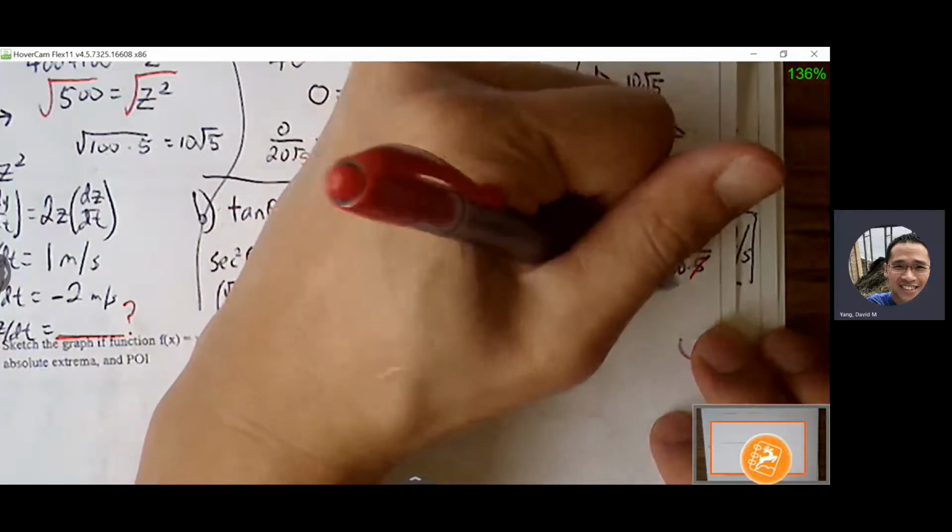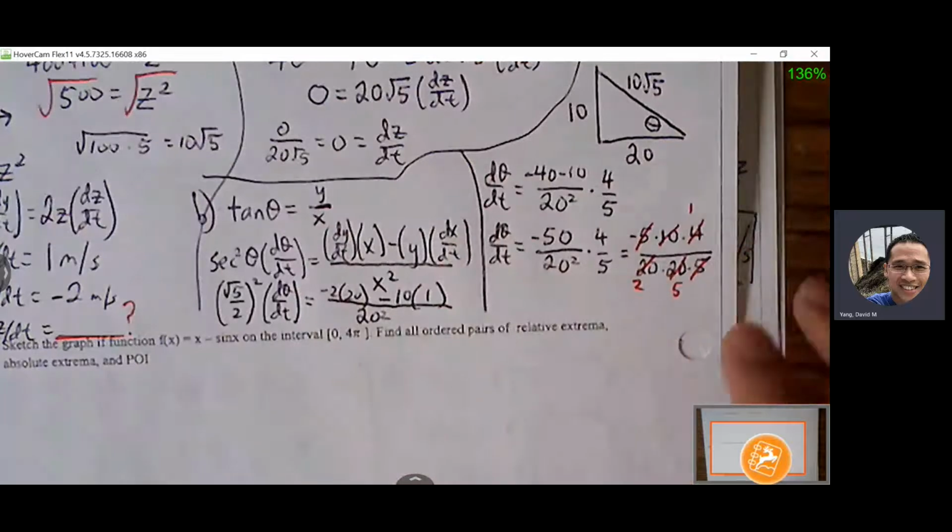4 and 20 can be reduced to be 1 and 5. So the only thing left up top is negative 1. The bottom is just 10. So d theta dt is negative 1/10.